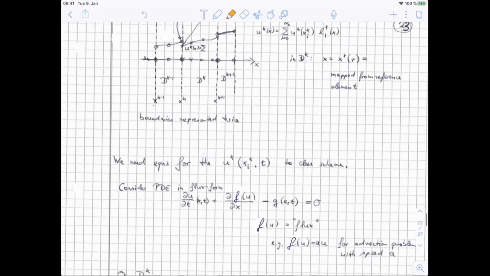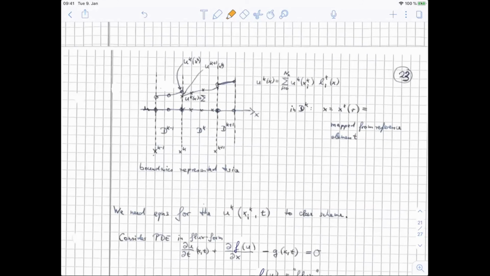So, where does this leave us now? Here's again the picture we have in mind. We have different domains, and in each domain we have an expansion, and we need everything put together. At that point, we need equations for the u_h^k to close the scheme and actually do something.